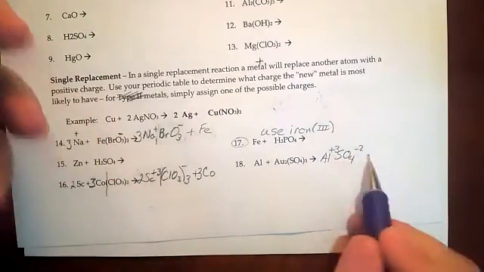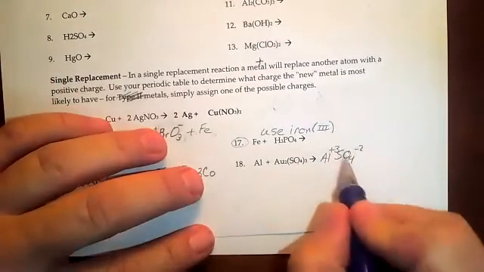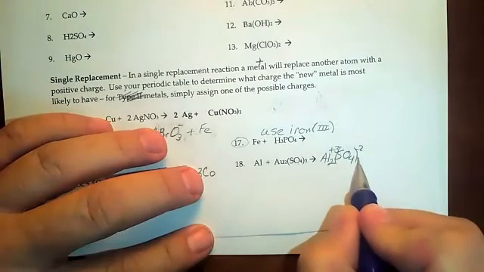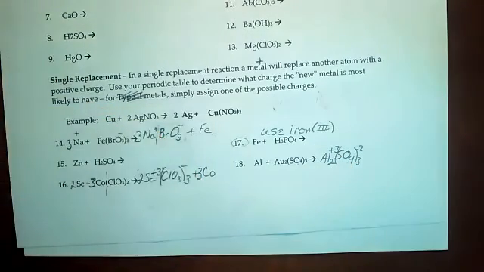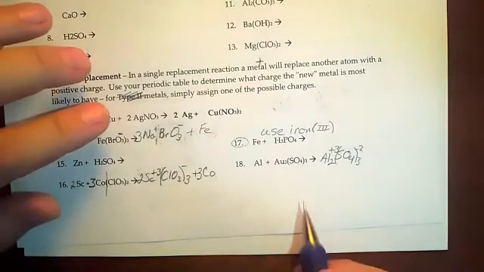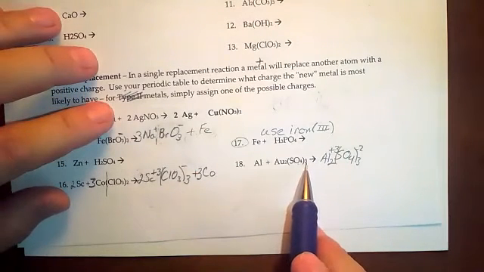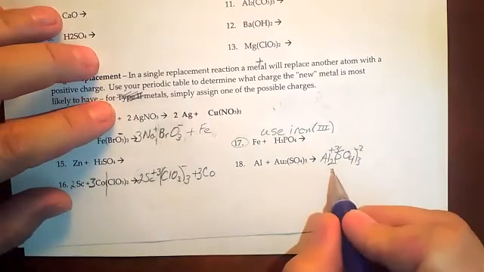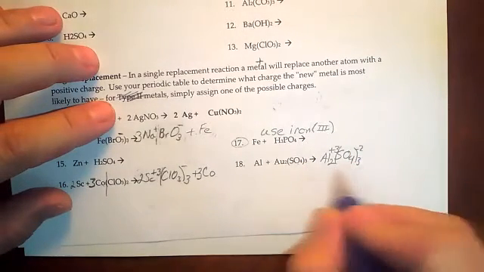I have a 3-2 situation here, so I'm going to have 2 of this makes +6, and 3 of that makes -6. Aha. And that doesn't match. Actually, that one ends up matching.